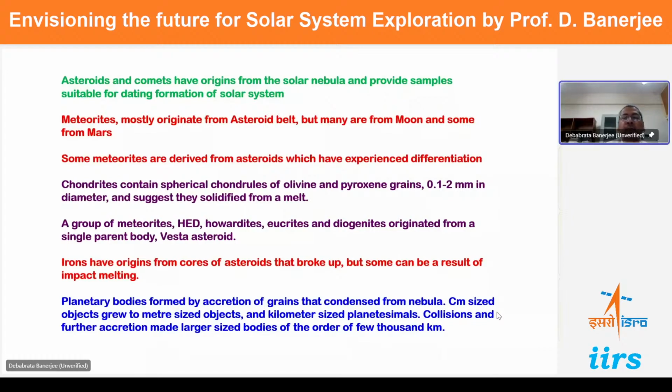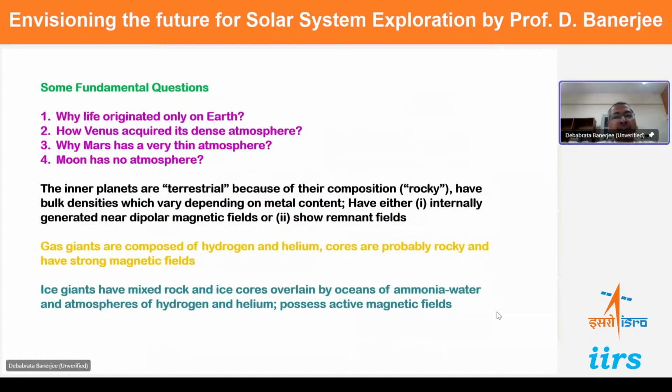So planetary bodies grow by accretion of grains, okay, centimeter-sized objects, kilometer-sized objects, and then kilometer-sized planetesimals, and then more collisions and more accretion resulted in bodies of a few thousand kilometers, which is comparable to the size of a planet. So some fundamental questions to throw at you at a very early stage: why has life only originated on Earth as we know now? How did Venus acquire its present dense atmosphere? You saw the pressure, 93 bars. So how did that happen?